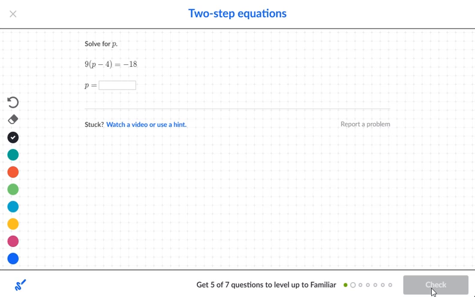Okay, let's go to the next one. Okay, I got parentheses here. So I want to go ahead and times through the parentheses. So 9 times p is 9p. 9 times a negative 4 is a negative 36. Because again, I want to multiply the 9p together and the negative 4 and the 9. And this is equal to a negative 18.